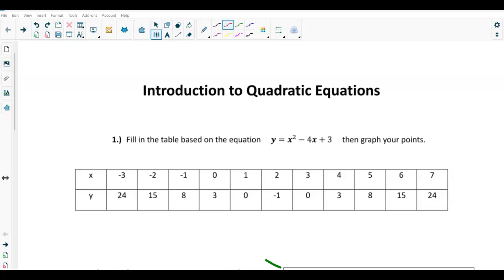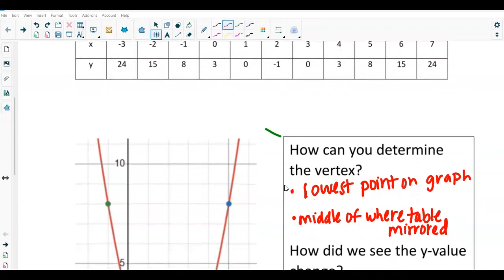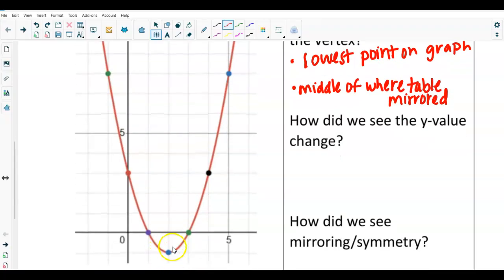All right, we're going to take a look at the virtual day problem you had and just expand upon that. So you actually had to calculate some of these values. I have the completed table that you guys had to do. And you were asked questions about the vertex. We first said that the vertex is the lowest point on the graph. So then you guys had circled this point and noticed that this was the vertex.